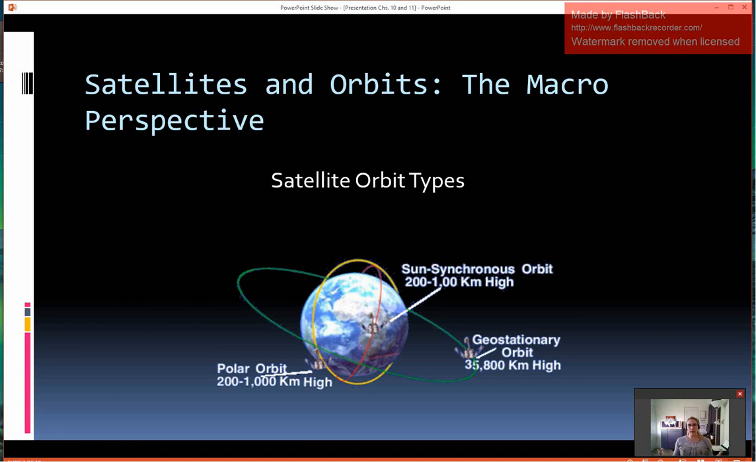So let's look at it from the macro perspective. Let's look at satellite orbits to begin with. Satellites don't just go in one direction around the Earth, they actually go in multiple directions and for multiple reasons. Our three main kinds of orbits are sun-synchronous, geostationary, and polar orbit. So let's go into what those mean here.